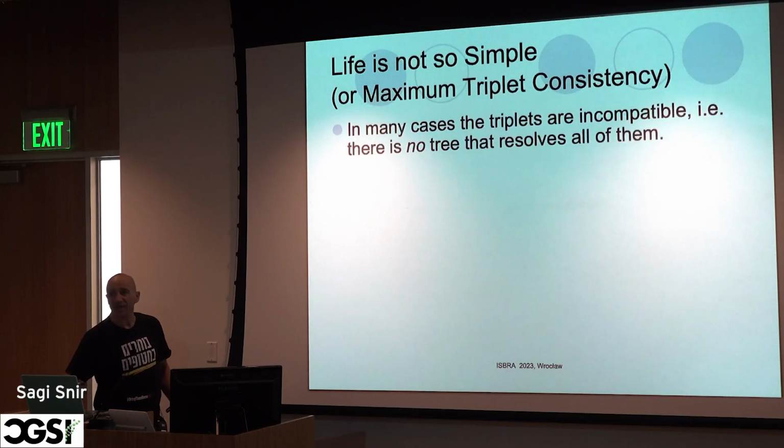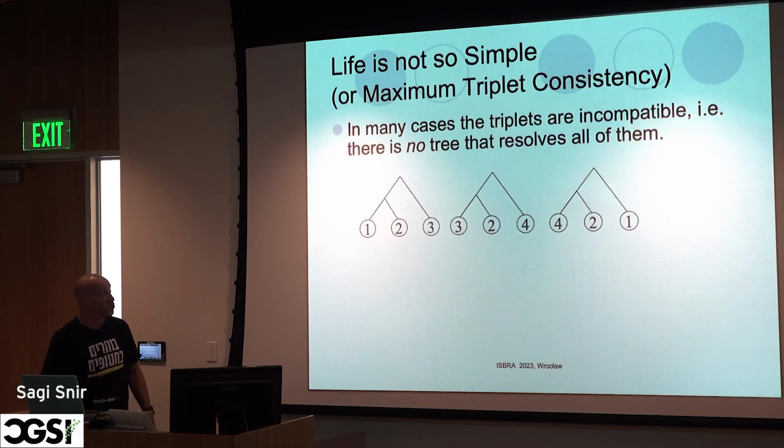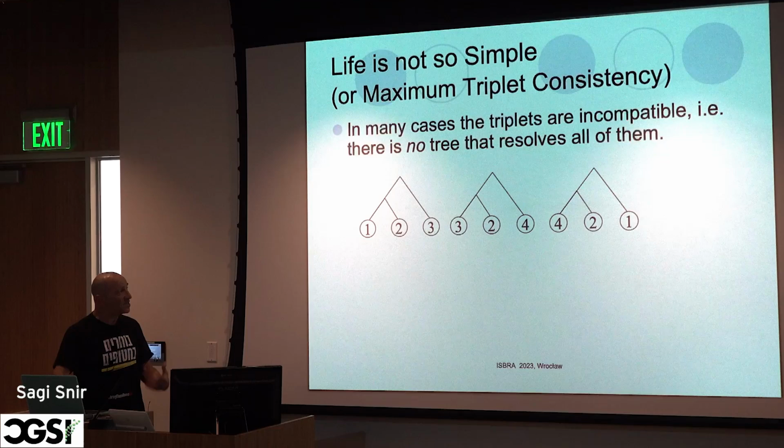In many cases, actually always, life is not that elegant, or life is elegant, but it's not that simple. And the triplets are incompatible. There is no tree that resolves all of them. And we will see in biology how these conflicts come. So it just adds more, I would say, beauty, but complexity into life.